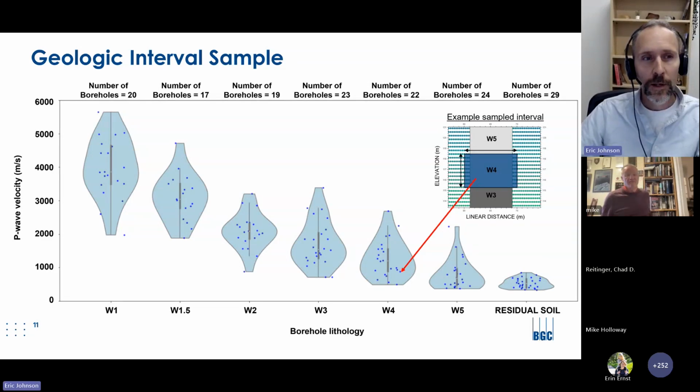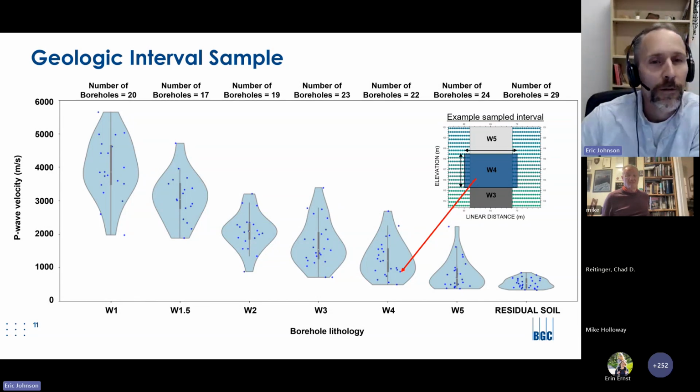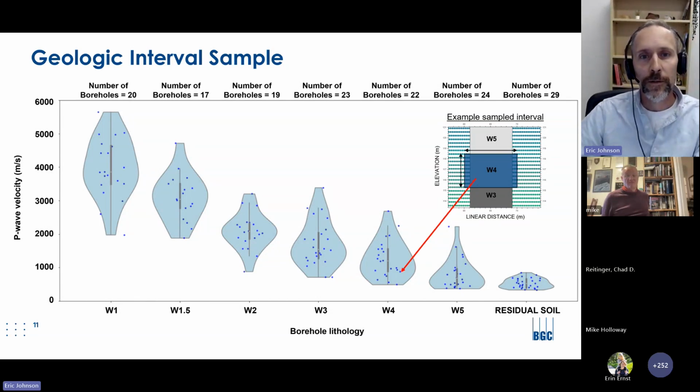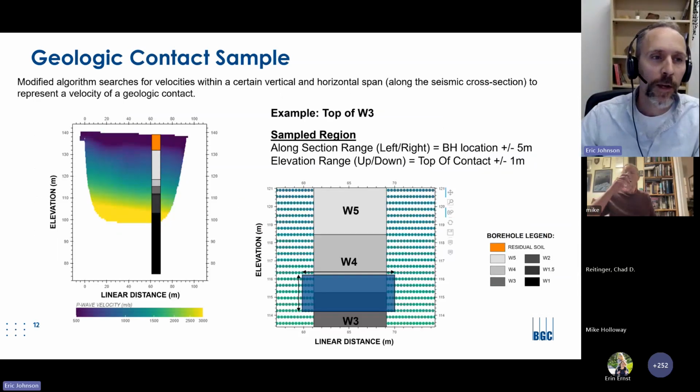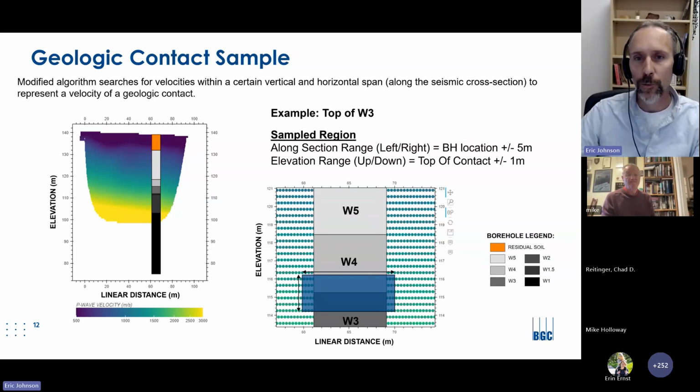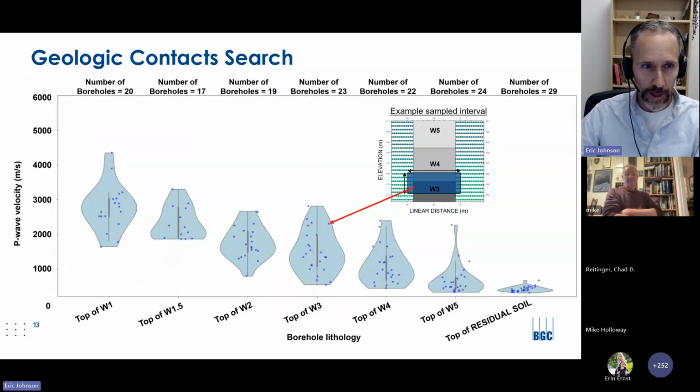And while it's useful to see the types of values associated with these weathering grades, some geotechnical designs require looking at geological context. So we developed a way to sample those specific regions too. Instead of sampling the interval, we are sampling at the contact. Again, we are sampling left and right by 5 meters, but also up and down by only 1 meter in each direction above and below the contact. These are the results of that sample.